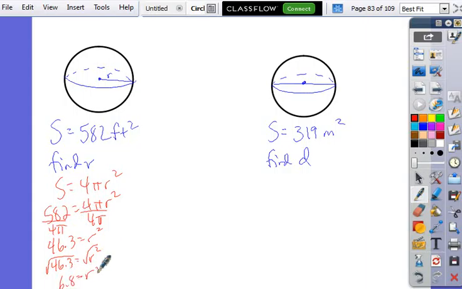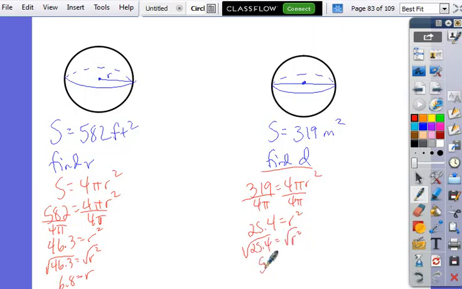Over here it says find diameter. I'm still going to start the same way. I'm going to divide by 4 pi. What is that part? 25.4. When I square root 25.4, I basically just get 5. But again, what is that? That's radius. I know that the diameter is 2 times the radius. So 2 times 5, my answer would be 10.